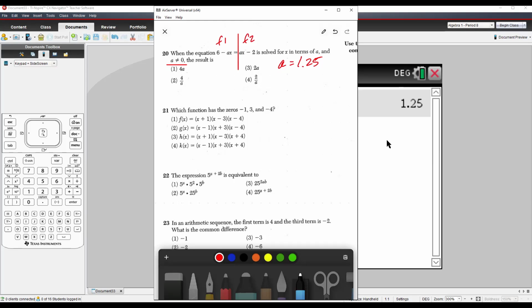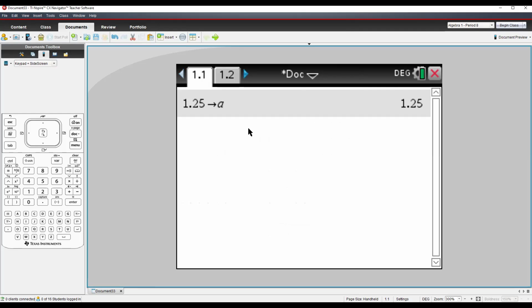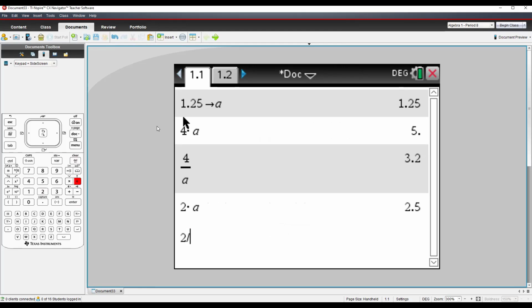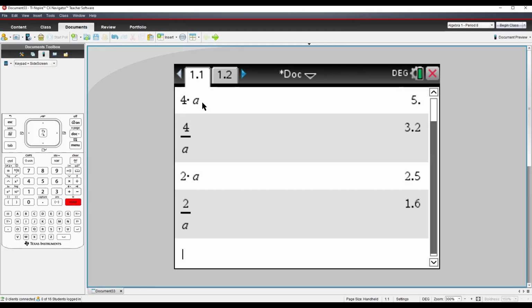So now I'm going to type in 4A and press enter. Nope, that's not 3.2. Then I'm going to do 4 divided by A. So what's 4 divided by A? Oh, look at that, 3.2. I'm going to keep going. I'm going to do 2A. 2.5, that's not 3.2. And then 2 divided by A. So look, we could have stopped here, but the answer is 4 over A.